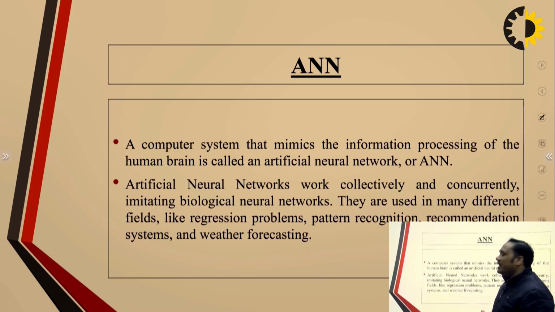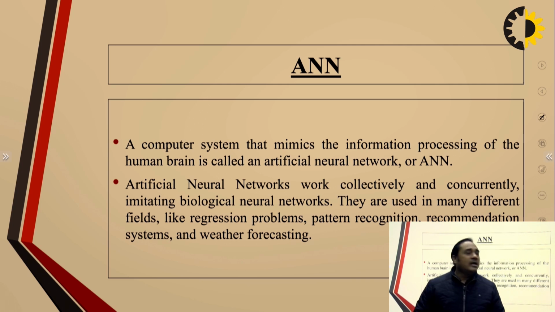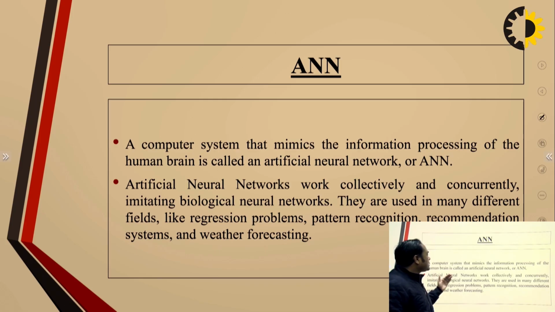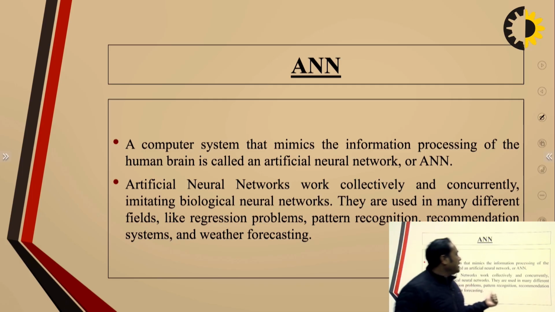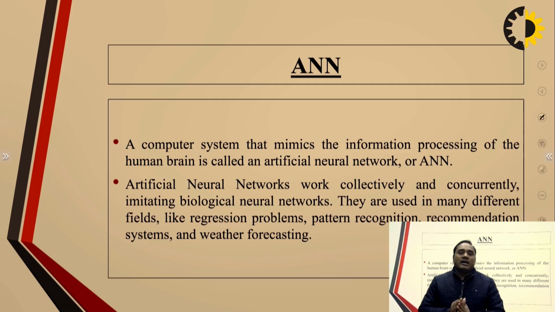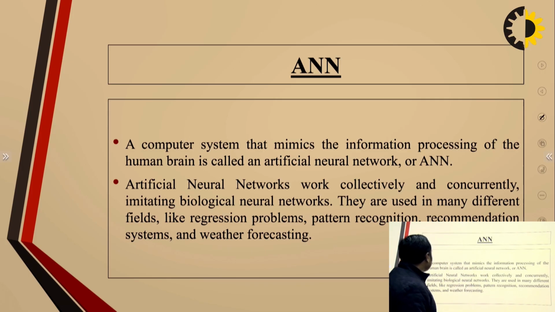So what is ANN? ANN stands for artificial neural network. A computer system that mimics the information processing of the human brain is called an artificial neural network. Artificial neural network means the machine works on the basis of the human brain. So how does the human brain work? The human brain takes its own intelligent decisions on the basis of real-time examples. So can you train the model in such a way that it will take decisions like a human? That is the big question. This is one important topic of ANN.